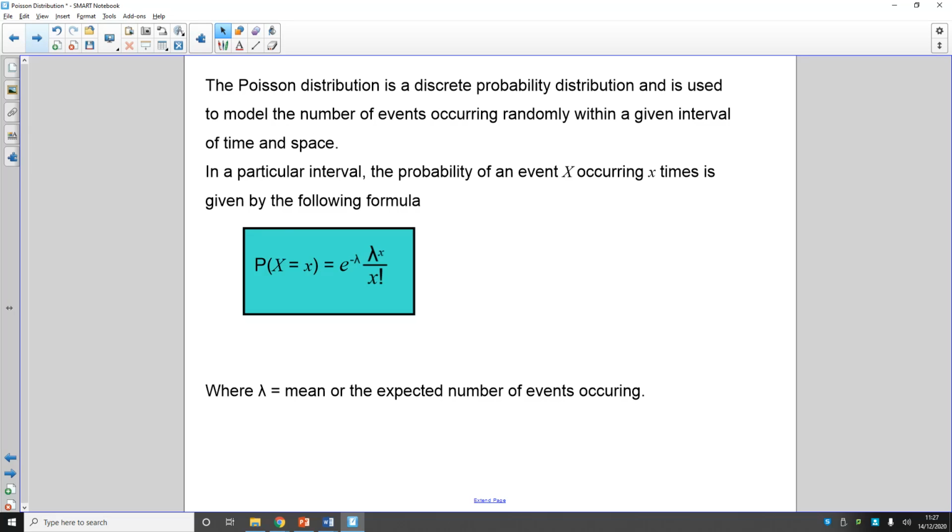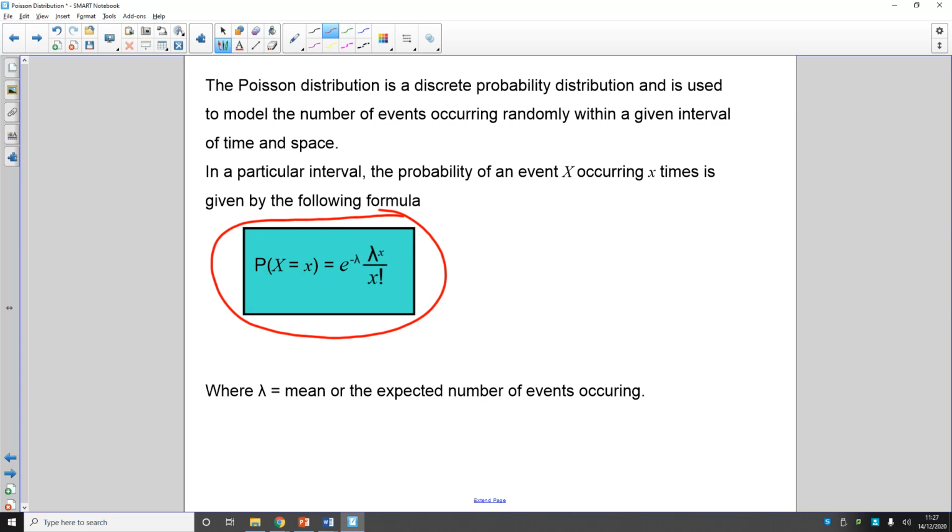So first of all, a bit of background information. The Poisson distribution is a discrete probability distribution and is used to model a number of events occurring randomly within a given interval of space and time. In a particular interval, the probability of an event X occurring X number of times is given by the following formula, and I would make a note of this formula.